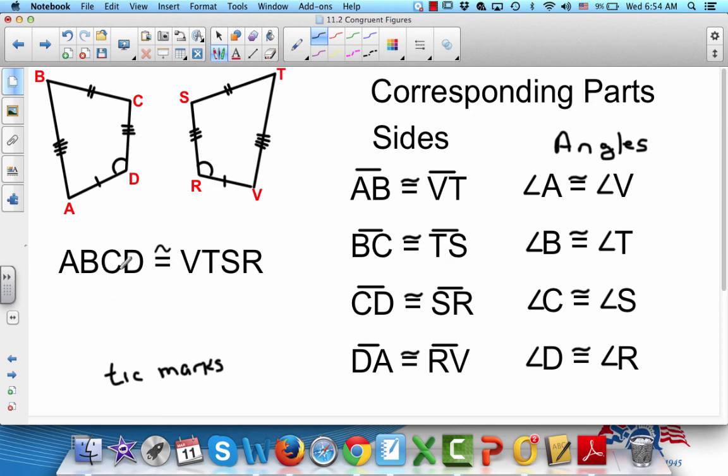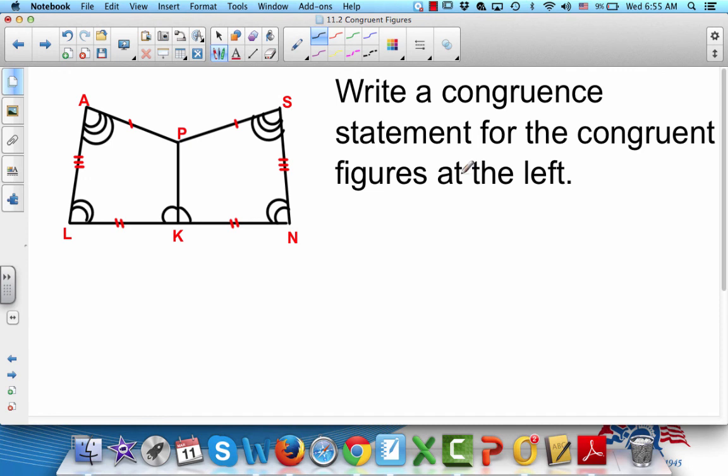If I tell you that ABCD is congruent to VTSR, then you know that angle A is congruent to angle V, angle B is congruent to angle T, angle C is congruent to angle S, and angle D is congruent to angle R. At the same time, you know that segment AB is congruent to segment VT. See it over here? And you know that segment BC is congruent to segment TS. See that? So you don't even have to look at these sometimes. If you have the congruent statement, you can figure out which parts are congruent to each other. Now, write a congruent statement for the congruent figures at the left.